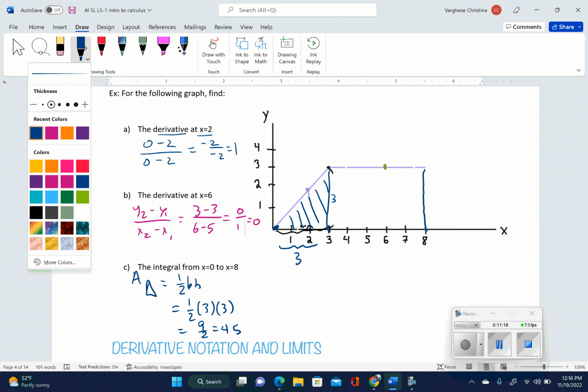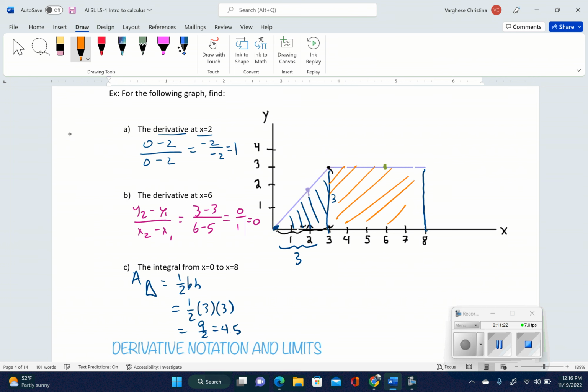And then if I want to go ahead and find out the area of my rectangle right here, so area of my rectangle is going to be base times height, or length times width, whichever one you'd like. So my base here is from 3 to 8. So this distance right here is 5, and my height again is 3. So I'm going to do 5 times 3, which is equal to 15.